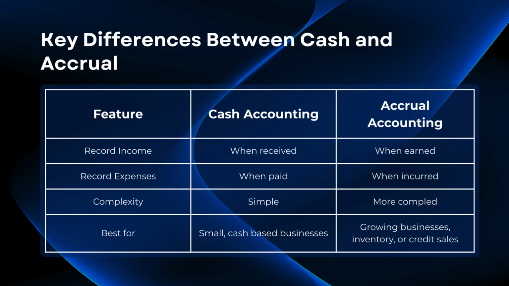Then, let's consider complexity. Cash accounting is simpler, with fewer transactions to record, easier to reconcile, and great for small businesses with straightforward income and expenses. Accrual accounting is more complex. You need to track invoices, unpaid bills, and accrued expenses carefully, which can take more bookkeeping effort but gives you a more accurate picture of your performance.